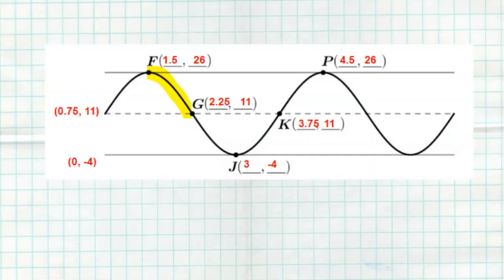But be careful. I don't know which section of the graph they're going to ask about on this year's exam. They could ask about K to P. That would be increasing. My outputs are increasing from 11 to 26, and they're also positive. Now, I doubt they would actually do this for this type of problem, but they could ask you about G to J. Now here, the values are decreasing from 11 to negative 4, but they're half positive and half negative.